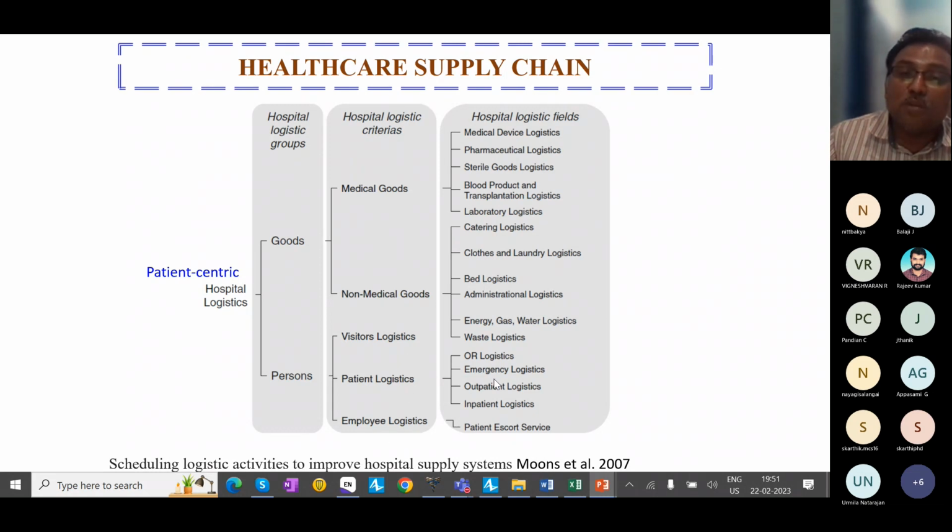Within patient, you have the emergency department and outpatient. Outpatient nowadays we have general OPD and specialist OPD. You have ophthalmology, gynecology, pediatrics. So many OPDs are there, right? And then you have inpatients. And when it comes to goods, I mean the material, you have medical as well as non-medical. Non-medical is connected with catering, food, clothes and laundry, bed logistics. And when it comes to medical goods, you have pharmaceuticals, sterile goods, blood, everything.